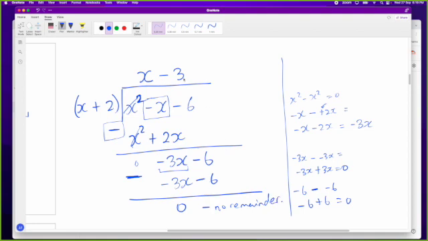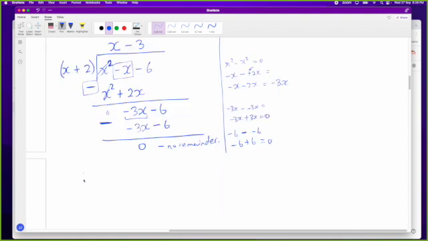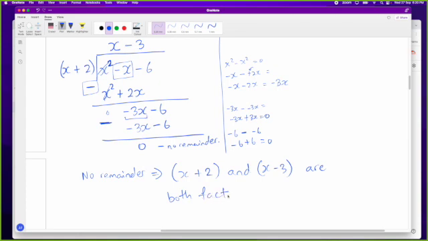So having no remainder implies that x plus 2 and x minus 3 are both factors of the multiple x squared minus x minus 6.